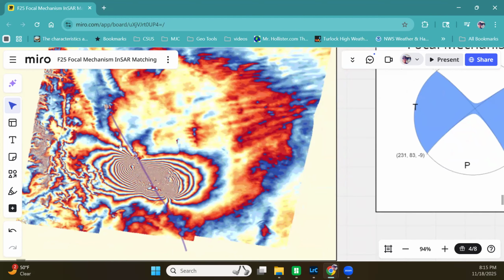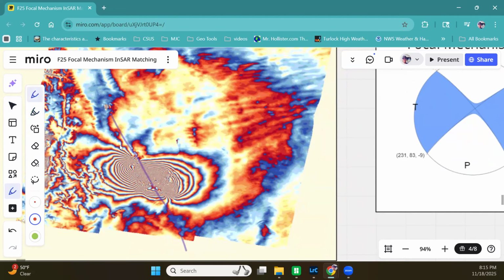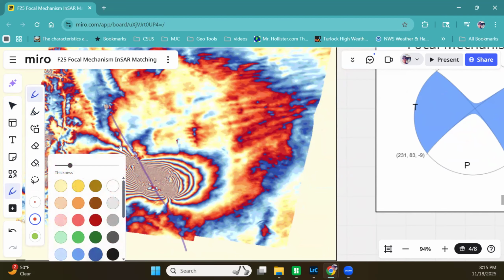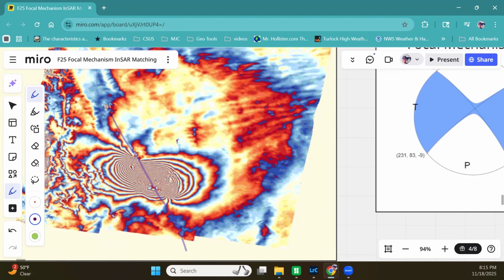I drew the fault here for you already. I will make that a little bit darker. You guys already did the fault, so maybe I'll do it like this. All right, so there's that fault.